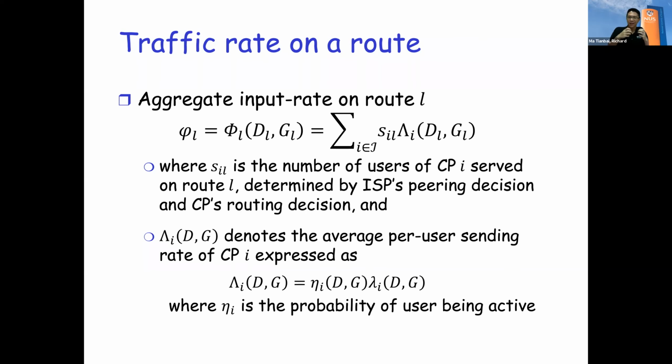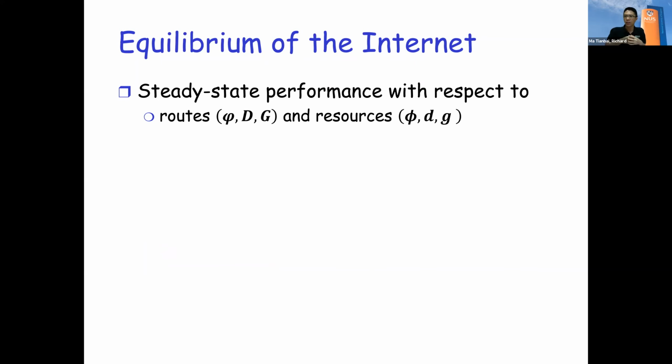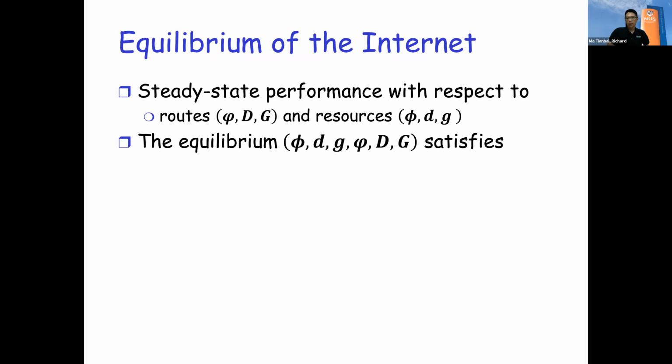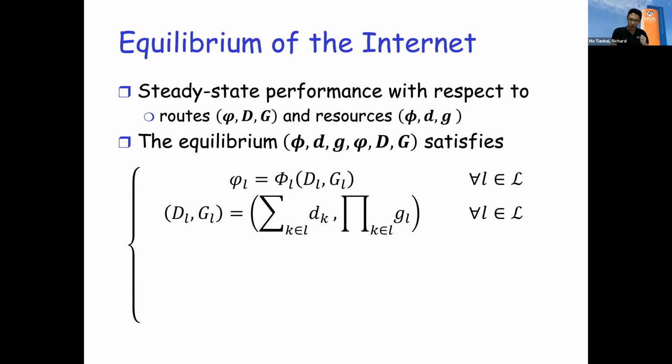So yeah, it's becoming a little bit involved, but the good news is that's pretty much what we need. So now we can pull everything all together and see the entire internet model. We would like to characterize the steady state performance with respect to both the route level and the more detailed resource level in terms of the delay D, the gain G, and the corresponding input rates. Here we use phi to denote the steady state input rate in the system. Now we kind of answer one of the earlier questions: what constitutes an equilibrium. Here, an equilibrium includes these six vectors, which satisfy the following system of equations.